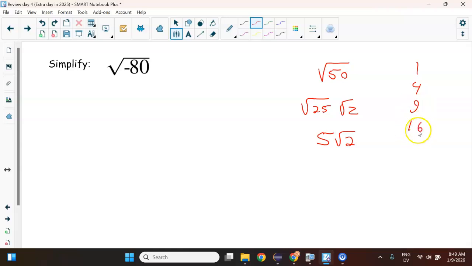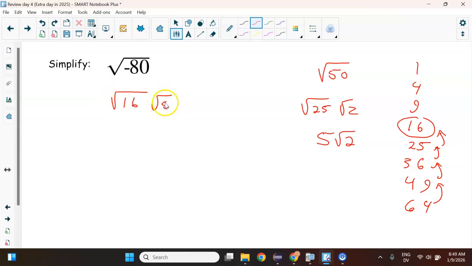Okay, so here's some of our square numbers. And you basically want to find the highest one that evenly divides 80. So I think the one that's going to work here is 16. If you start checking, and I would check going this way because you want the highest one, the highest one that works is 16. So this splits to 16 times 5.